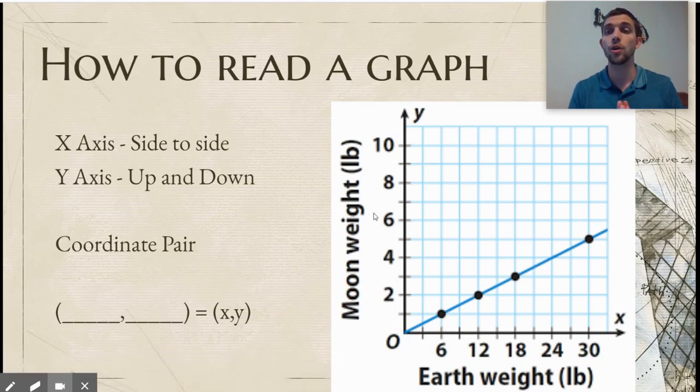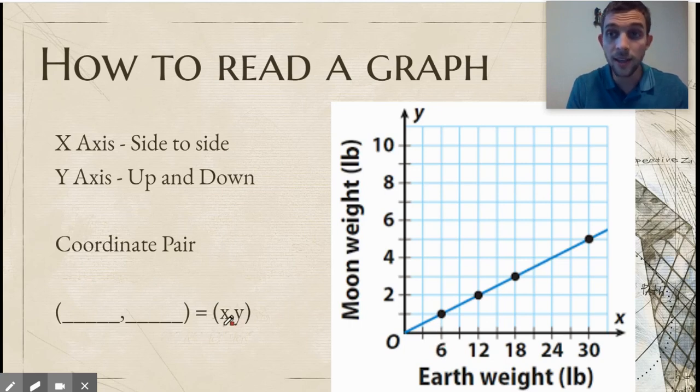So in this graph, we're comparing how much you weigh on Earth versus how much you would weigh on the moon. In order to do this, you would take the coordinate pair, and notice that we're counting by twos, and in between would be 1. So this would be 1 pound on the moon is going to correspond to 6 pounds on the Earth.